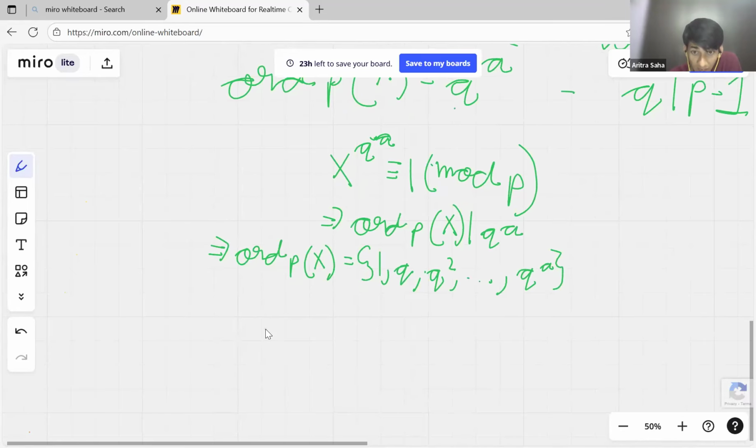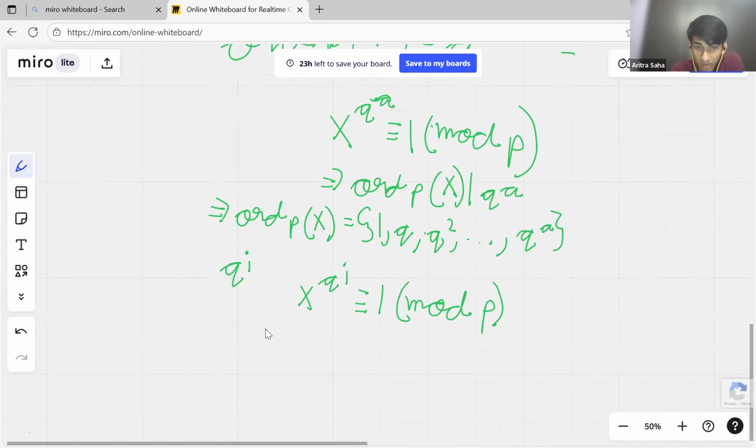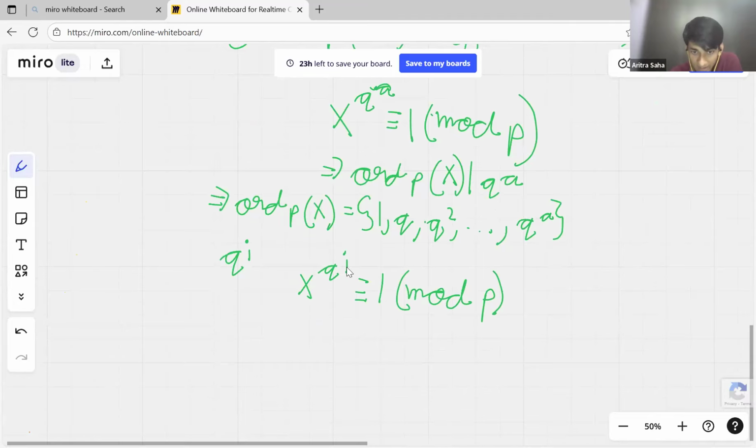Now see, if some order is q to the power i, then x to the power q to the power i is 1 mod p. Where q to the power i is the order, we can raise both sides to the power q to the power a minus 1 minus i, such that you get x to the power q to the power a minus 1 is 1 mod p.